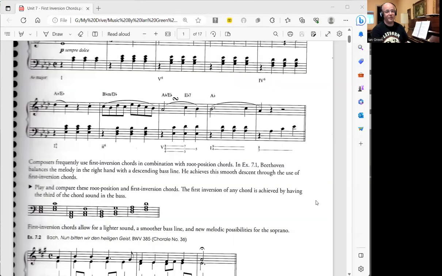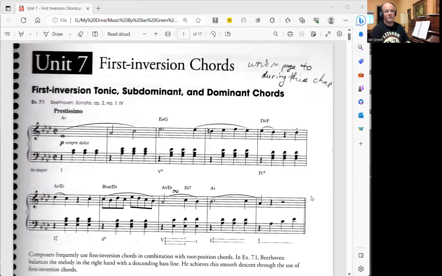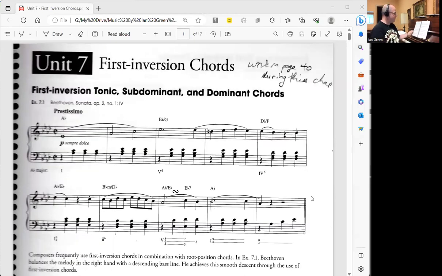Hello there, this is a short tutorial today discussing first inversion chords and their function, as the information fits within Unit 7 of the Level 9 Royal Conservatory Harmony course. So what I'm doing is sharing my screen now, and we will be working through a variety of different aspects of this. I will be referring to various parts of Unit 7, which starts on page 75.